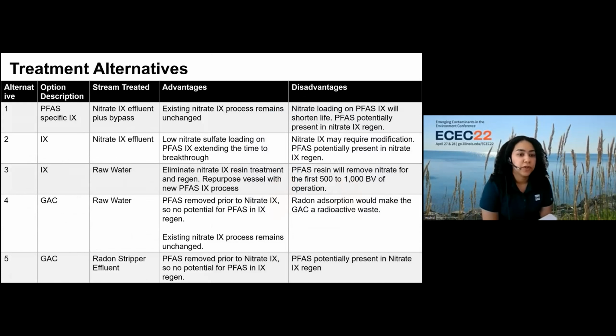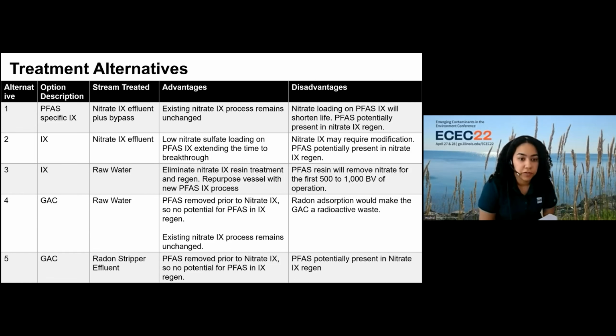All right, so for the treatment alternatives, that was our next phase. Essentially, we were evaluating technologies, specifically the ion exchange and the GAC, and seeing where in their existing system was the best positioning for this PFAS technology. And these are the 5 alternatives we came up with.